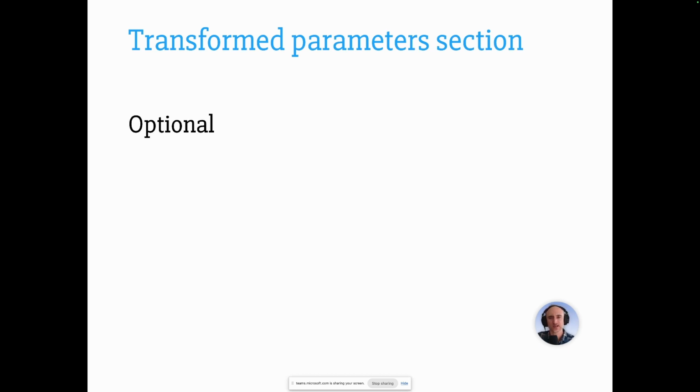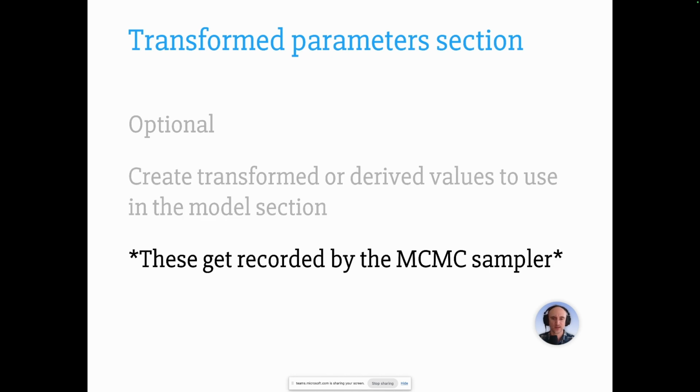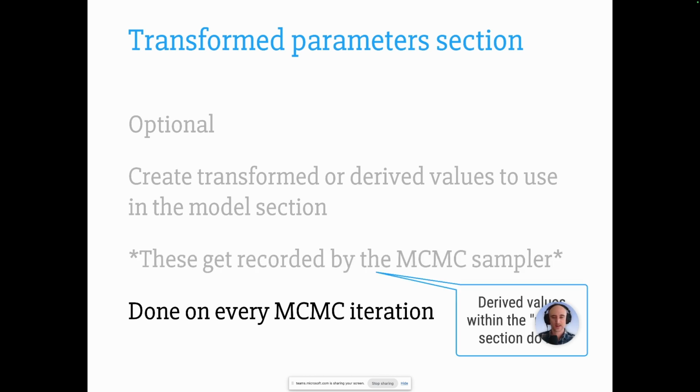Transform parameter section, optional again. It creates transform to derived values to use in the model section, which you could also do in the model section itself. But the important thing is that things that you do within your transform parameter section get recorded by the MCMC sampler as transformed parameters. So you can look at the samples from them. And it's done on every MCMC iteration.